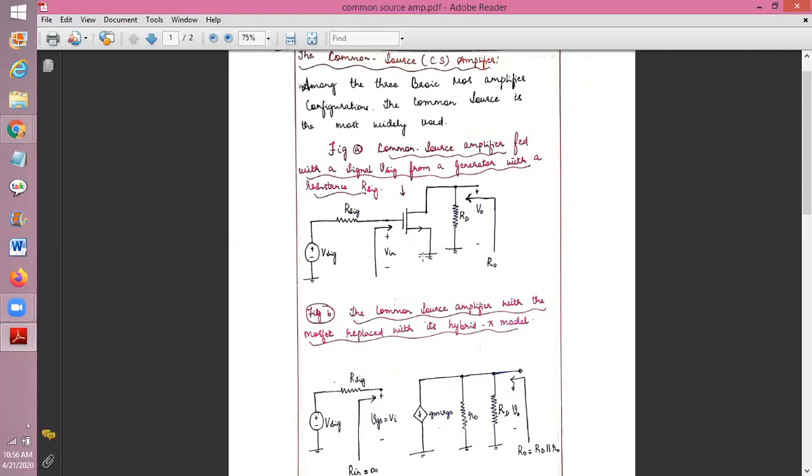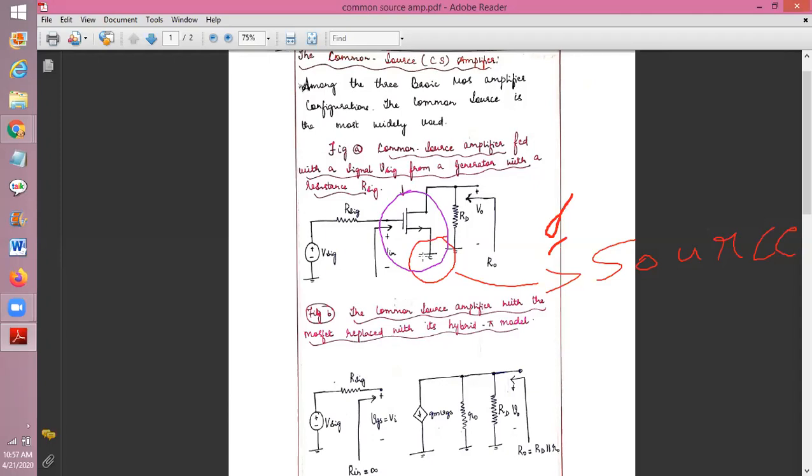If it is a common source amplifier, where do we give the input? Gate. For a common gate amplifier, where do you give the input? Source. For a common drain amplifier, where do we give the input and where do we take the output? The input is at the gate. Where do we take the output? Source. Okay.